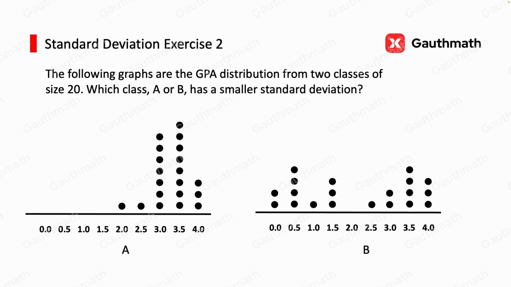Again, we can see that the GPAs in class A are all centered around 3 to 3.5, so they're not that spread out. However, for class B, the scores are distributed everywhere, so they are very spread out. Therefore, we can say that the scores from class A have a smaller standard deviation.